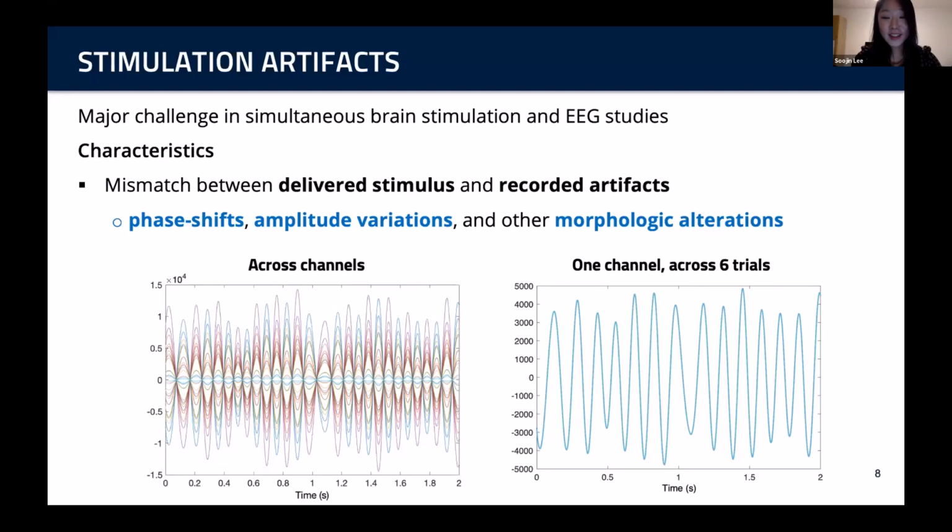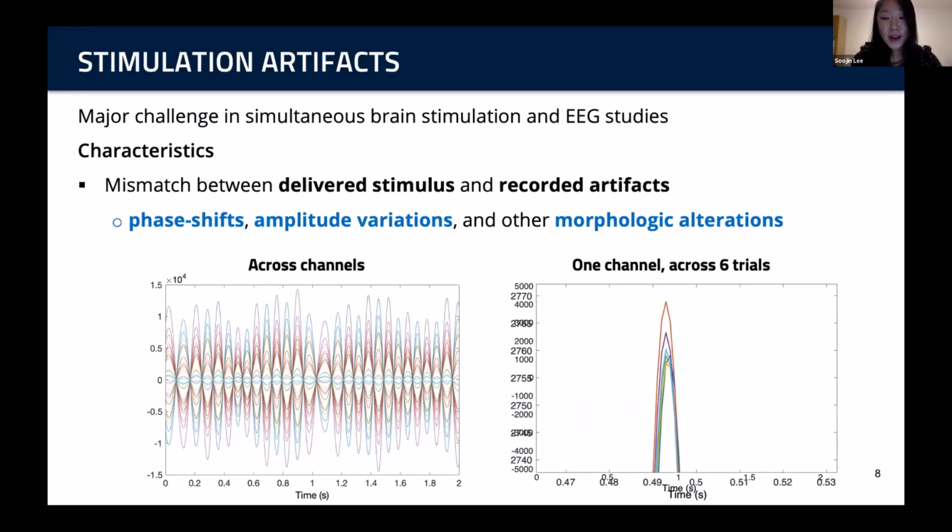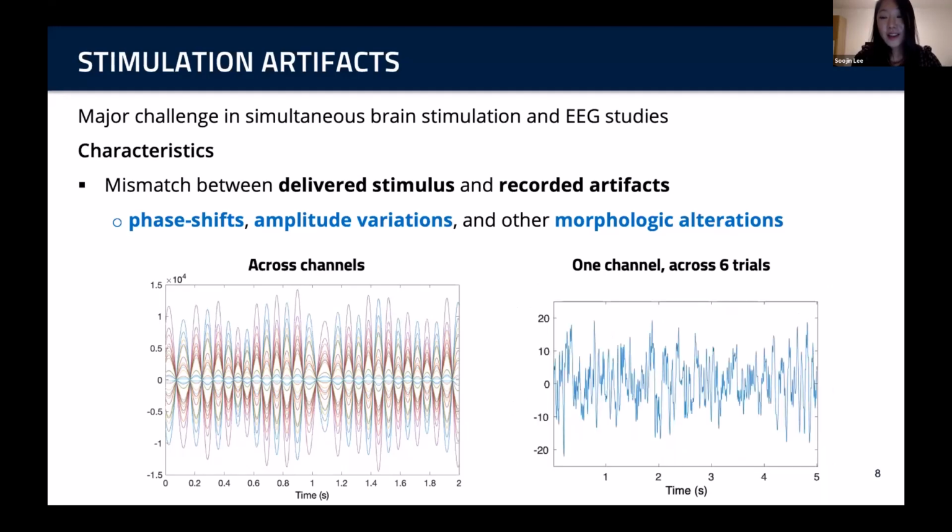And if I plot the artifact recorded at a single channel across 6 different trials, you may think, oh, they look exactly the same. But in fact, if I zoom in carefully, the phases are slightly different, and the amplitude is also different, even though we delivered exactly the same stimulation. And if you look at the amplitude differences, it's around 10 to 15. And if we look at the neural activity at the same channel, it's almost the same magnitude. So if we are not able to remove artifacts properly, then it will cause issues in the EEG analysis later on.